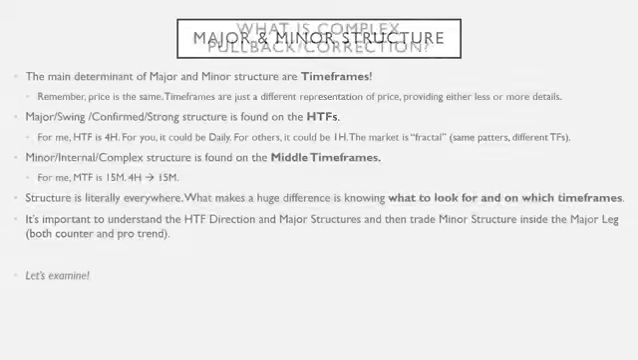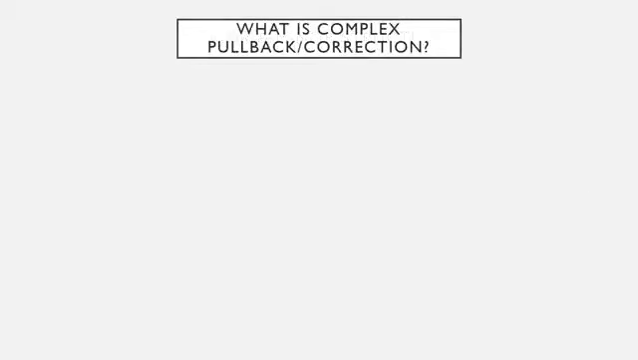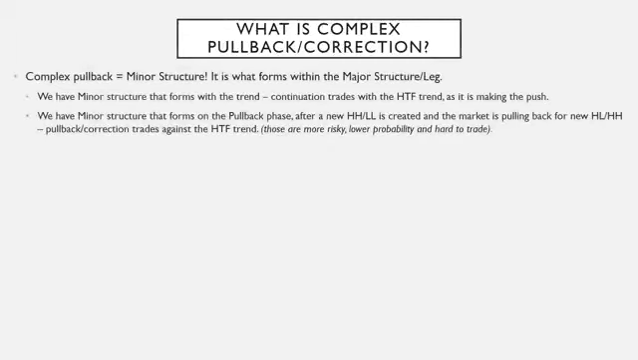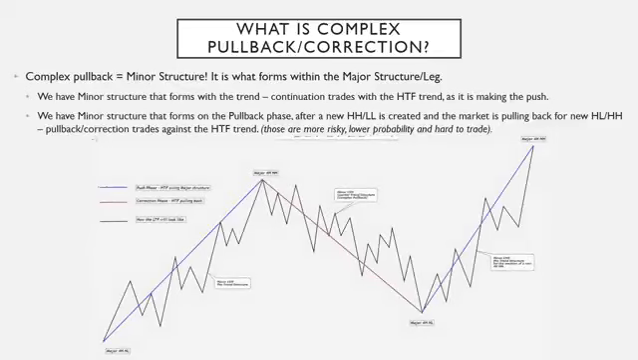Let's examine how this one is done. You might ask, what is a complex pullback and a correction? This is just a minor structure within a major leg. If I just give you an example, there it is. This guy right there, the blue and the red are the 4-hourly time frame. This is the higher time frame.